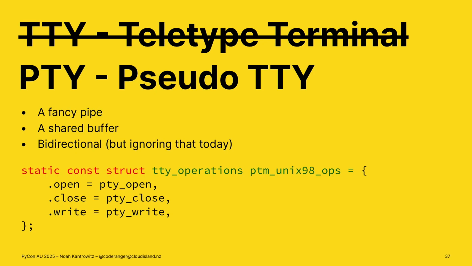In terms of implementation, this means it's a shared memory buffer of some kind that one side can write into and another can read from. Technically, this is also bidirectional. There's one buffer for each direction, but we're only looking at output, so we're just going to skip past that for right now. This is what our standard out actually points to. It is a PTY device running in Unix 98 compatibility mode.